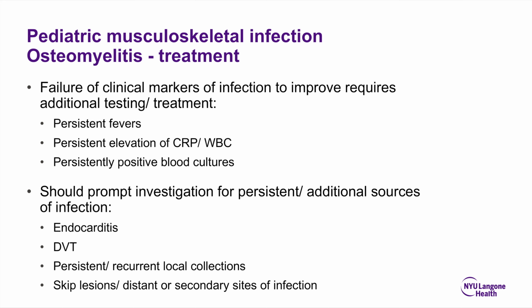So failure of clinical markers of infection to improve requires additional testing or treatment. And so this means if a child has persistent fevers, persistent elevation of the CRP or white blood cell count, or persistently positive blood cultures, these findings should prompt investigation for persistent or additional sources of infection, such as endocarditis, a DVT, persistent or recurrent local infection, or a skip lesion, meaning distant or secondary sites of infection.